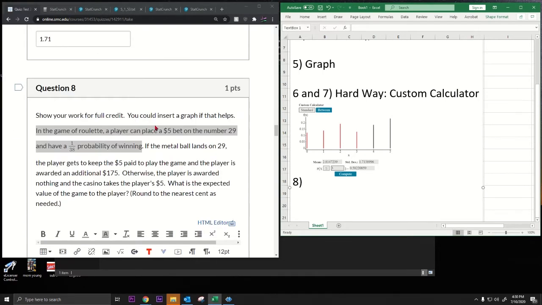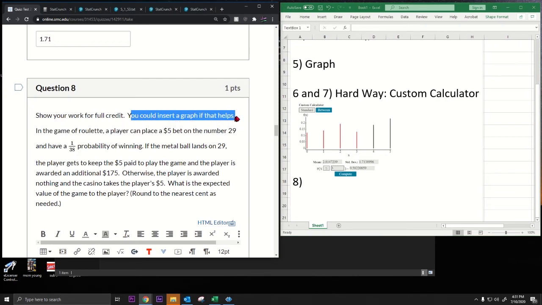Here we go. How do you do this notorious question? So let's see. You could insert a graph if that helps.